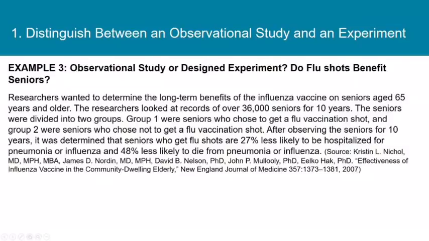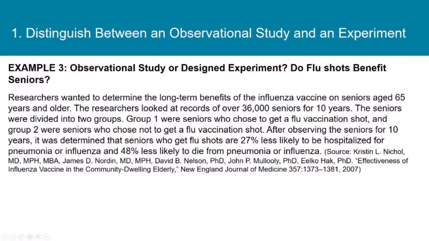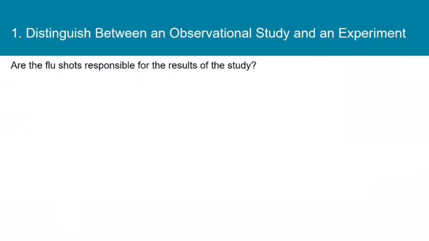So let's talk about this a little bit. First of all, are the flu shots responsible for the results of the study? Well, let's look back at the numbers. You saw that the seniors who got flu shots were 27% less likely to be hospitalized and 48% less likely to die from pneumonia or flu. So it sounds at first like, oh my gosh, we should make this a law that all seniors have to have flu shots because, gosh, they're so effective. But the thing is, we need to hold on because this is an observational study. So it may not be that the flu shot is responsible for all the results that we saw.